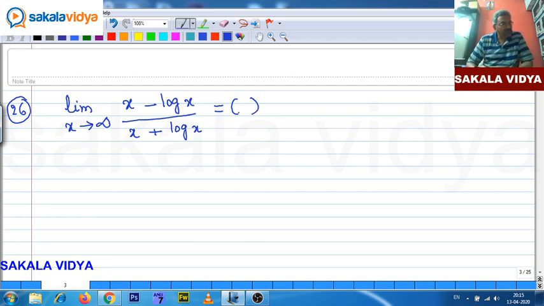Is it sufficient for Eamcet, sir? Screen is not clear. Okay. I think there is a problem. Here it is clear only.